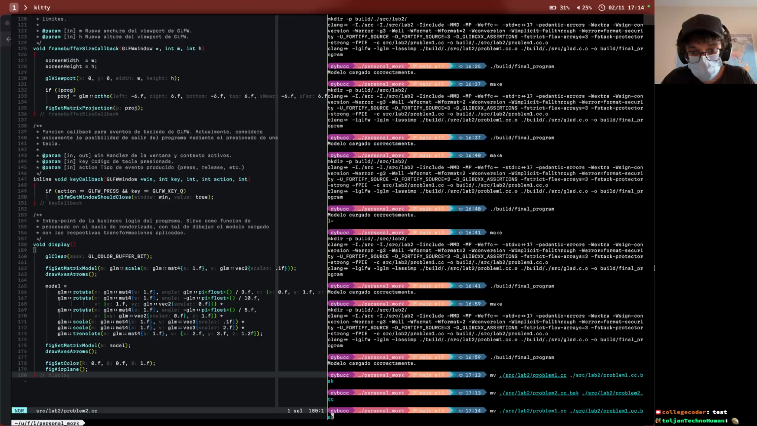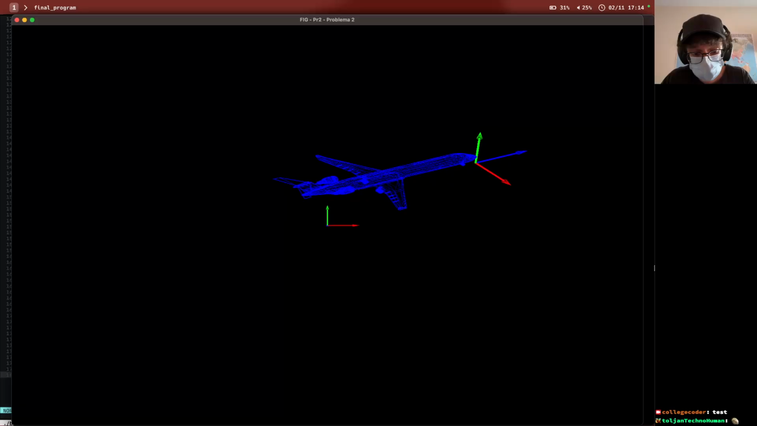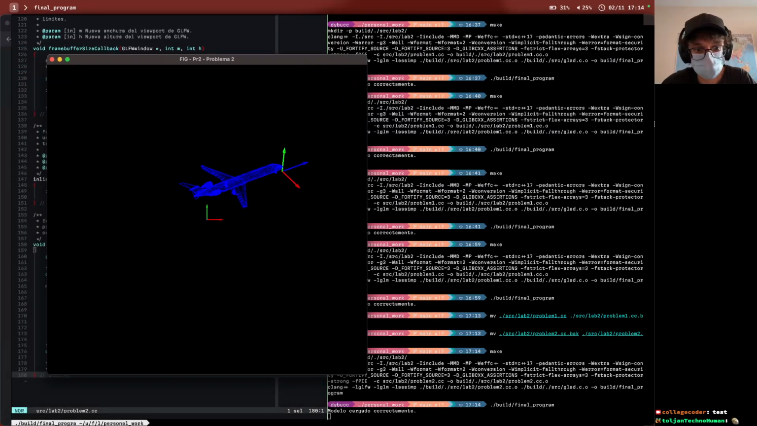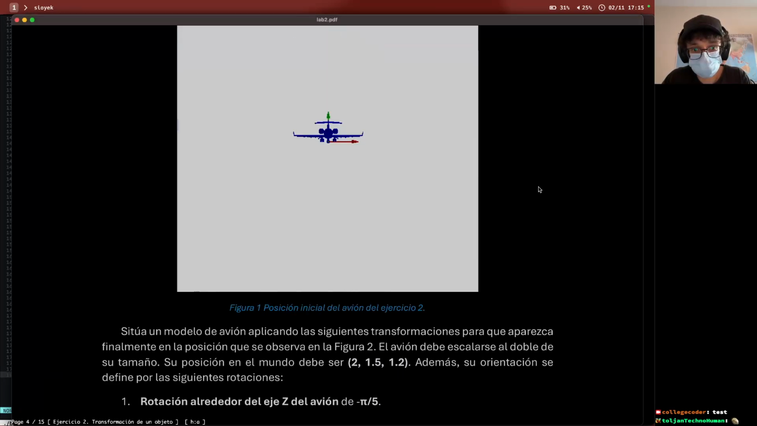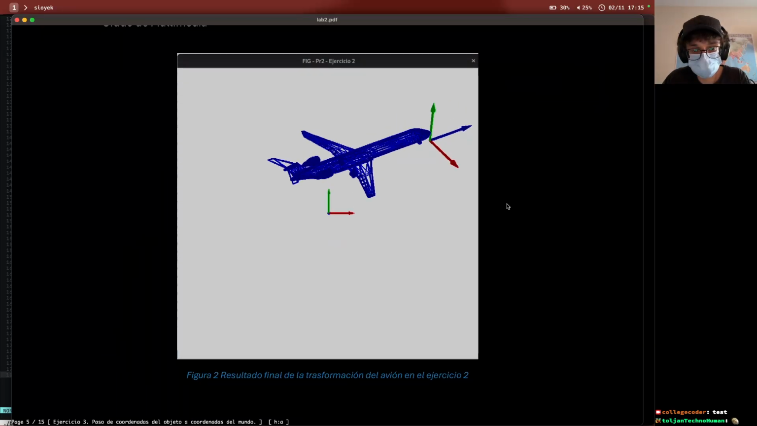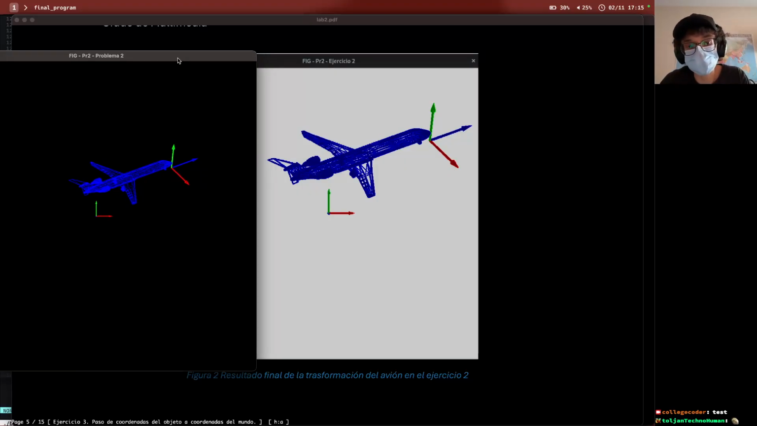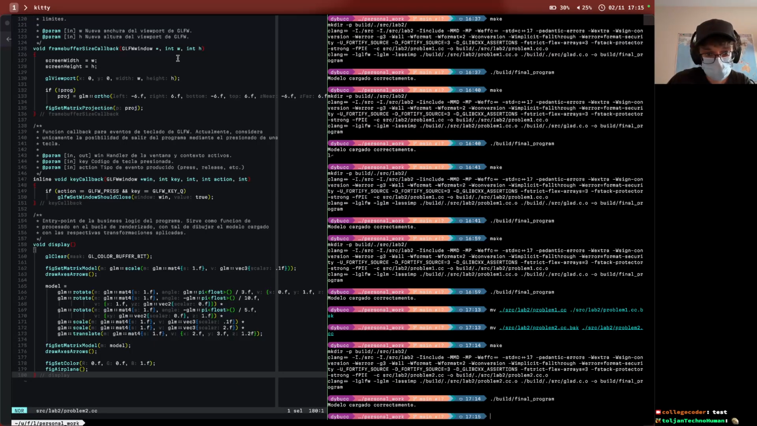So I do, we get it. If I make this a floating window, it's technically accurate. The teacher wanted this, he wanted this, and I got this. So it's as accurate as it could possibly get. So that's done. Let's move on to exercise 3. If it works, we can move on to exercise 3.